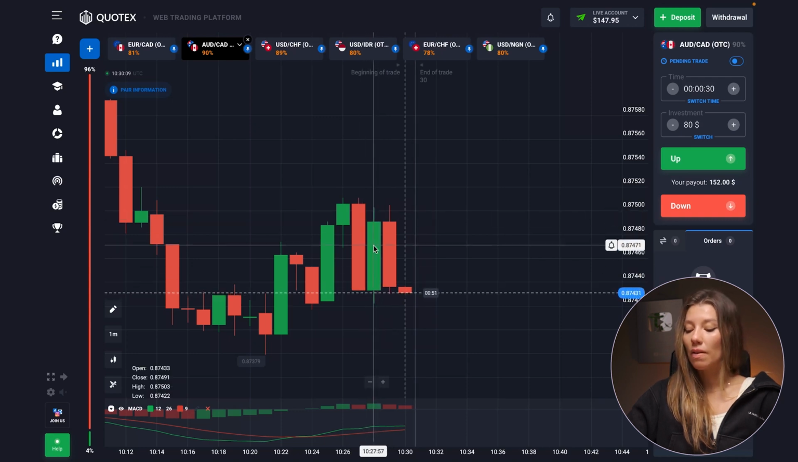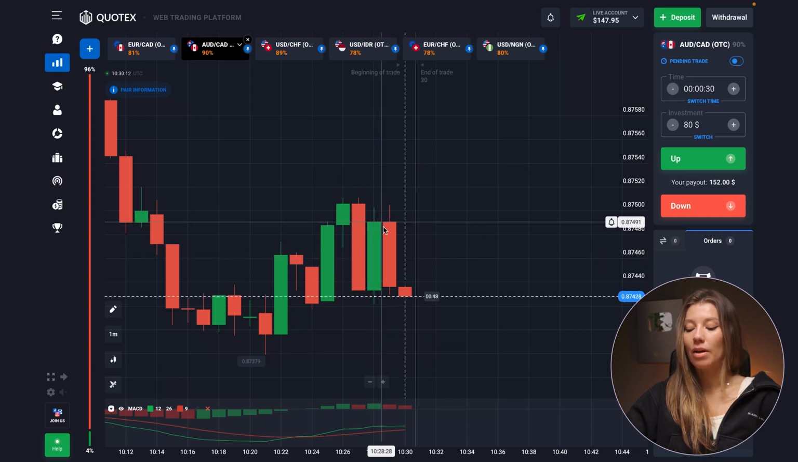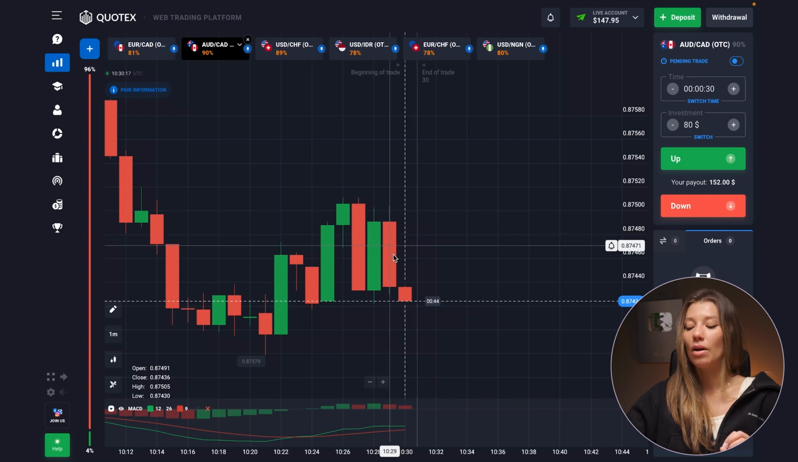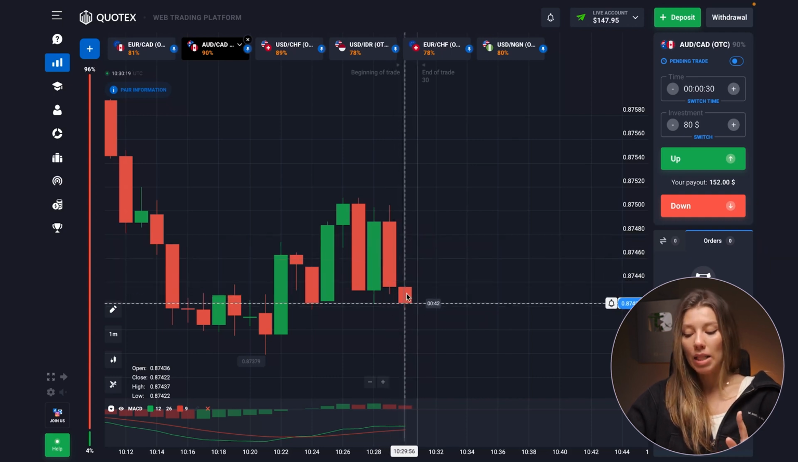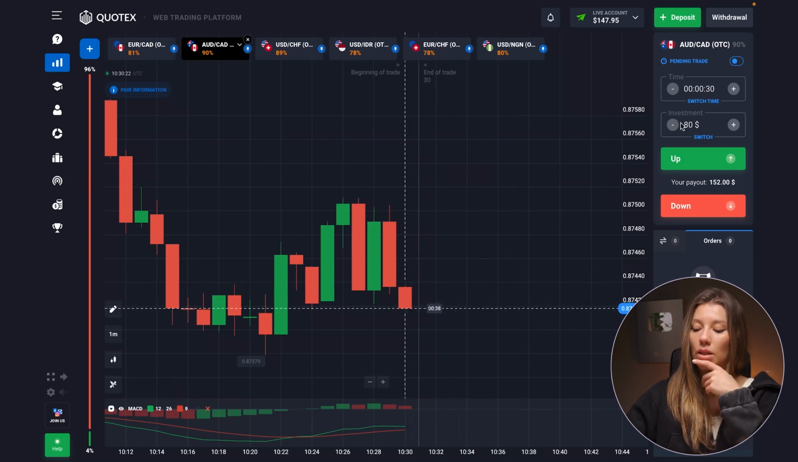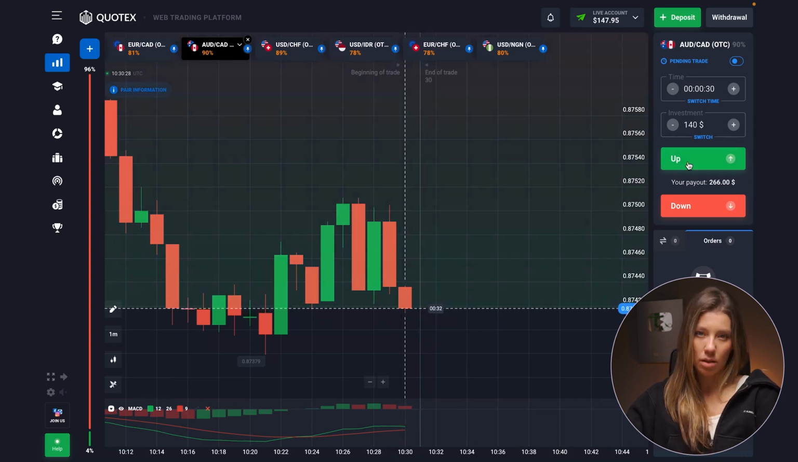If you see, there is a bullish engulfing, then a new corrective green line, and then again a growth down of the bars. Okay, now I'm going to use it with the bars, so I'm going to go here with $140, and I'm trying it with the bars. Let's go.